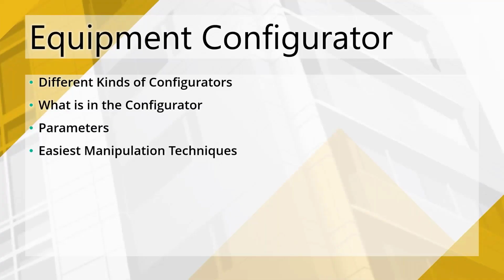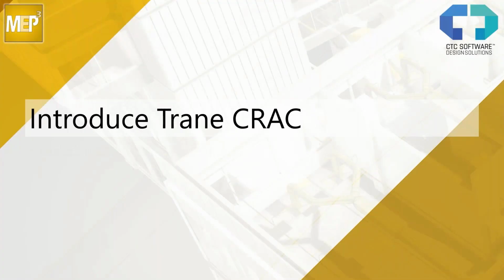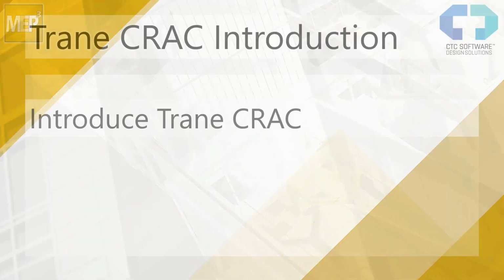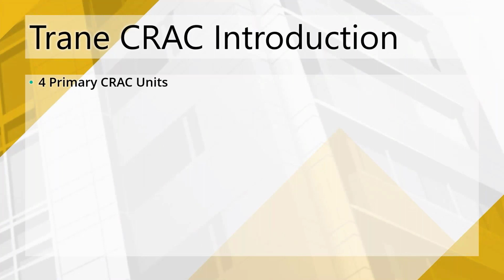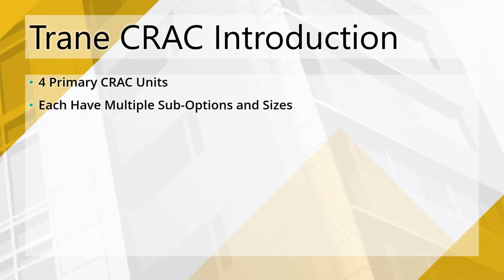So now let's take a look at today's piece of content, the Trane computer room air conditioning unit. Give a quick introduction to this. Within this product line, what I've discovered so far is that there are 4 primary computer room air conditioning or computer room air handling units. So there are actually, I think, about 8 different major configurations of this. Each of these major pieces of equipment has multiple sub options for different features that can be added on optionally, and a whole range of different sizes depending on what your demands are, right?